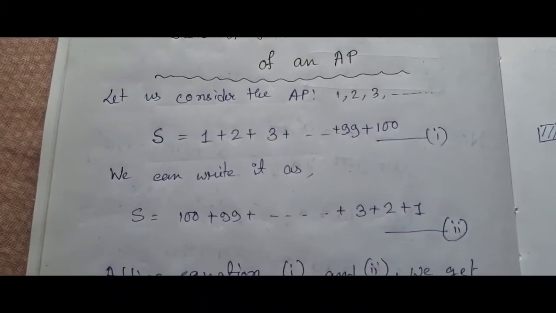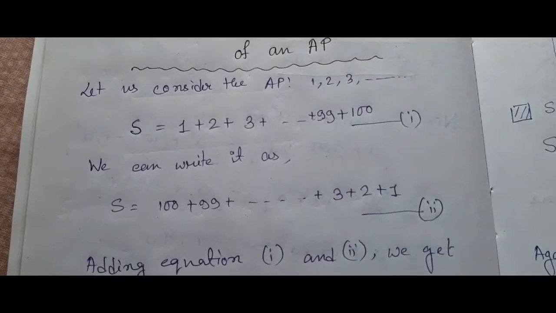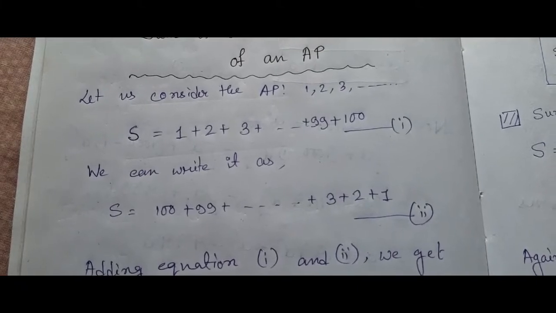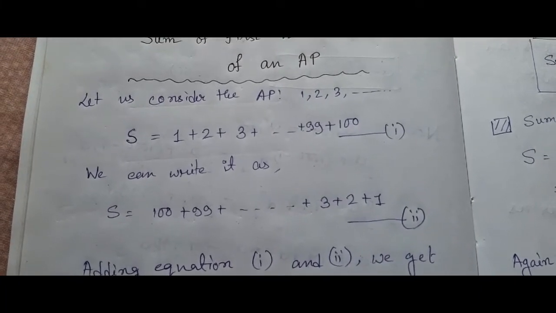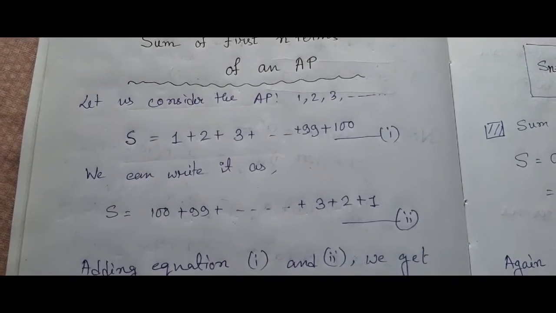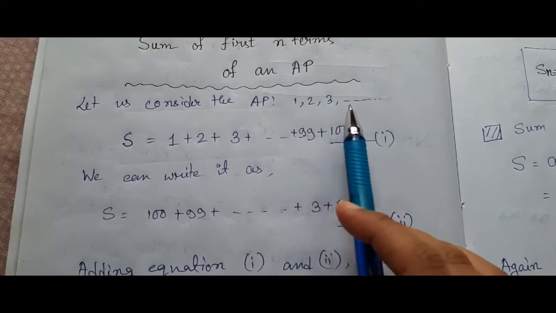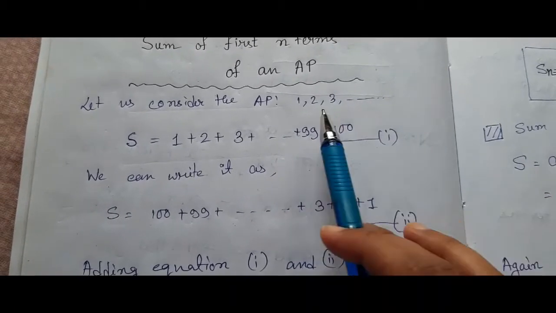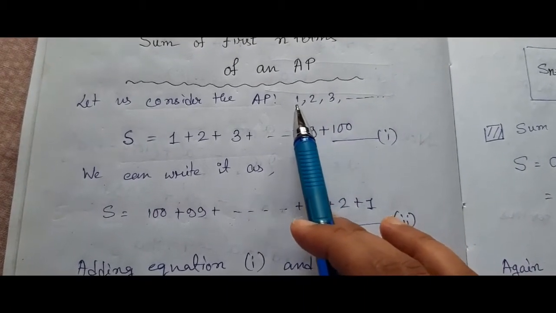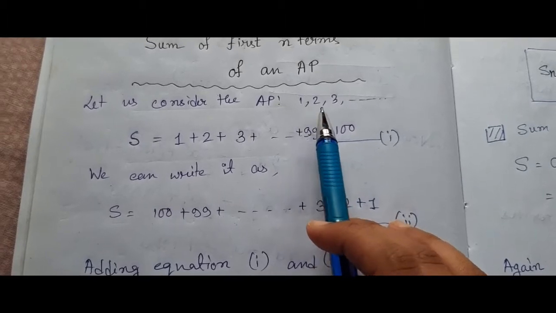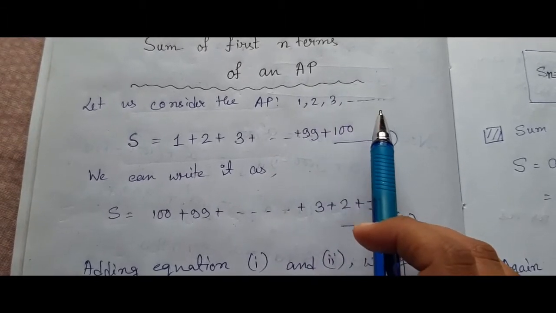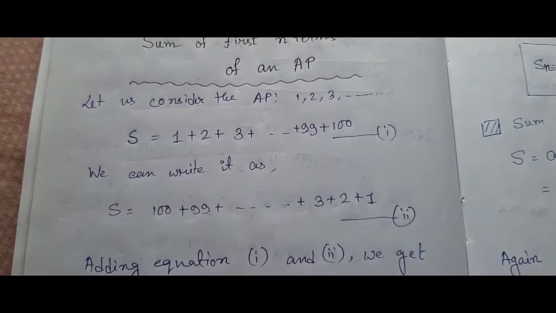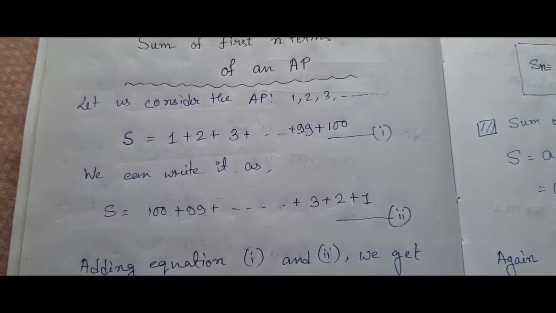Okay, first of all let us consider a very general AP, the arithmetic progression of positive natural numbers 1, 2, 3, 4 and so on. Obviously this one is an arithmetic progression because the first term is 1 and the common difference is also 1. So this is the arithmetic progression of positive natural numbers.